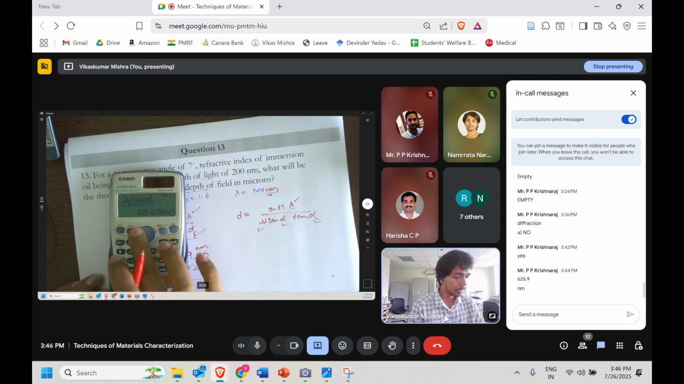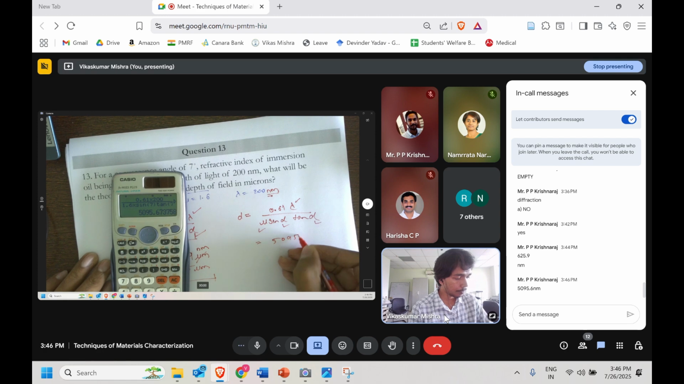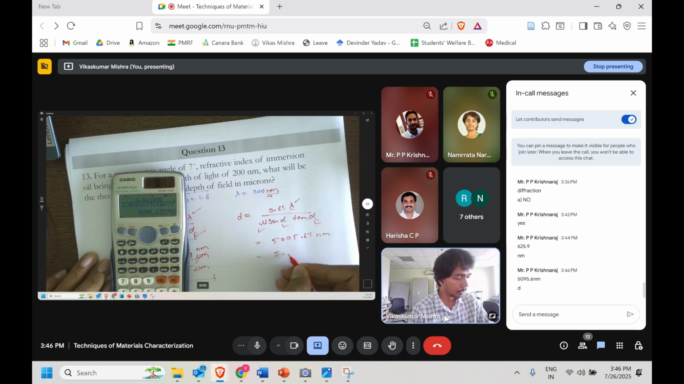Now we just have to divide this again by tan alpha, that is tan of 7. So the depth of field given over here to us will be 5095.67 nanometer. If you convert to micrometer, it will be 5.095 micrometer. So this is the depth of field.